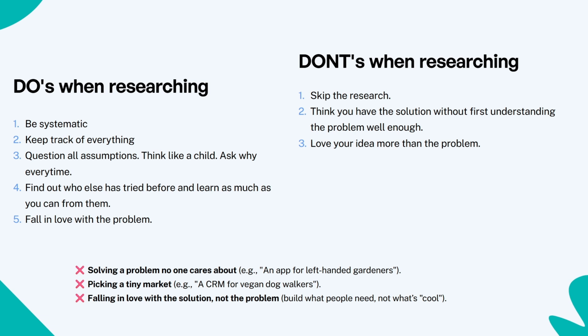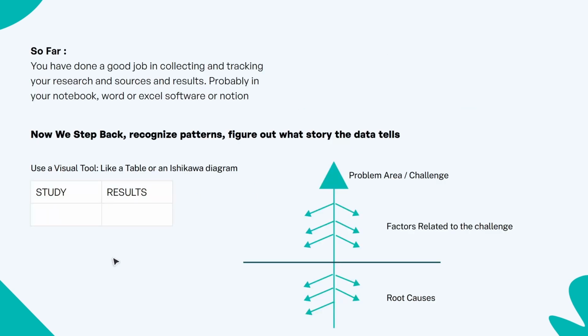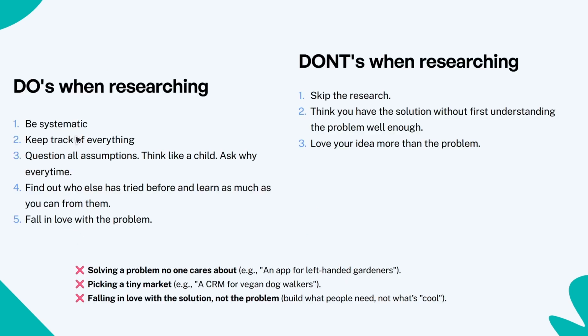There are some do's and don'ts when doing your secondary research. When it comes to do's, you have to be systematic. That's why I recommend having a table like this, where if you came across a study that gave you some results, you're able to put that down. Be systematic. Keep track of everything. Question all assumptions. Find out who else has tried before. I promise this helps relieve a lot of headache later on. Finding out what has worked, finding out what has not worked, helps you to become very objective.